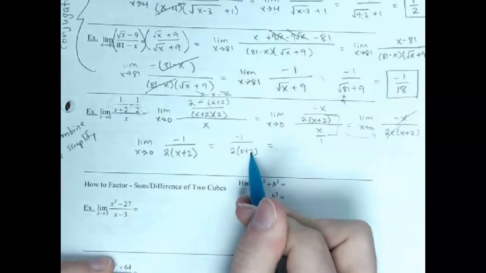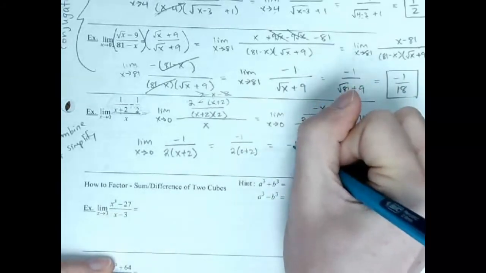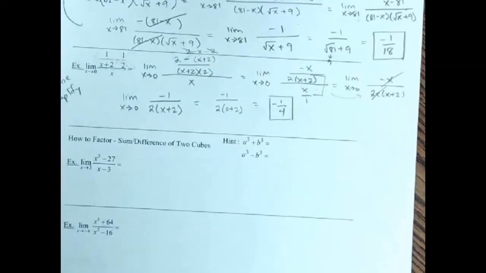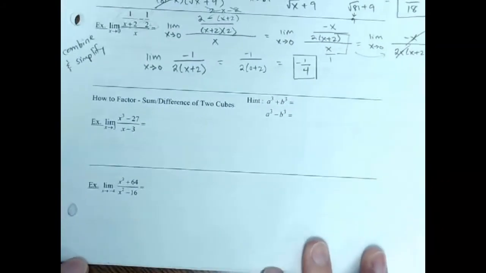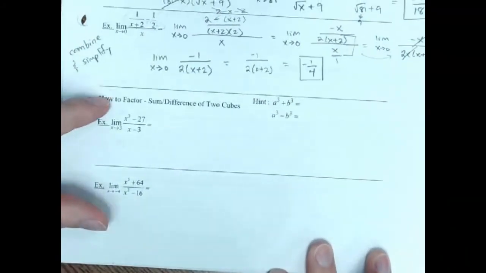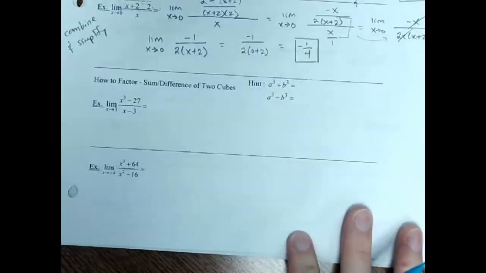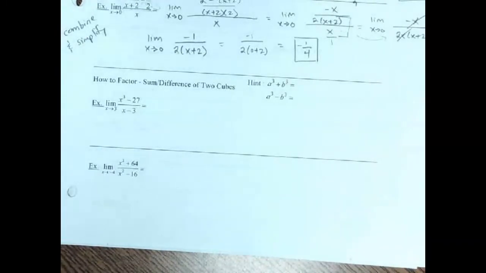0 plus 2 is 2, 2 times 2 is 4, so then this answer ends up being negative 1/4. Okay, last 2 on this page are going to be some more factorizations. So these are also going to be factor and reduce, just like the first one on this page, but this is going to involve either the sum or the difference of 2 cubes.